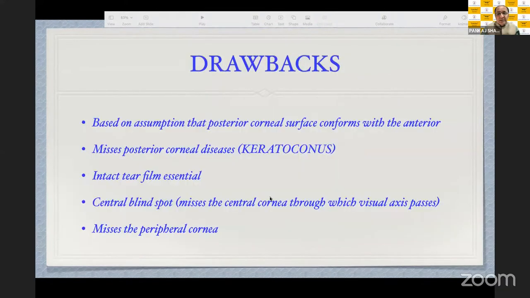Also, it misses the peripheral cornea because however large or however many Mires there are, the cornea is so highly powered that even if you have 20 to 30 Placido rings, it will not reach up to the periphery of the cornea. So the peripheral cornea is always missed and the central cornea is also missed. It gives just an area from 2 to 3 millimeters up to at the most 7 to 8 millimeter diameter cornea. The rest it cannot measure.